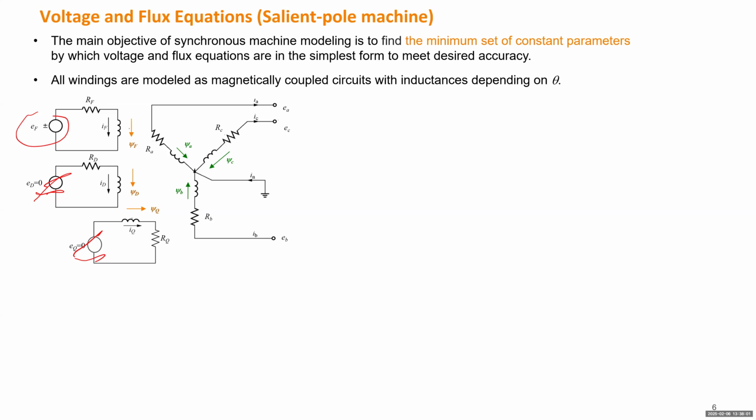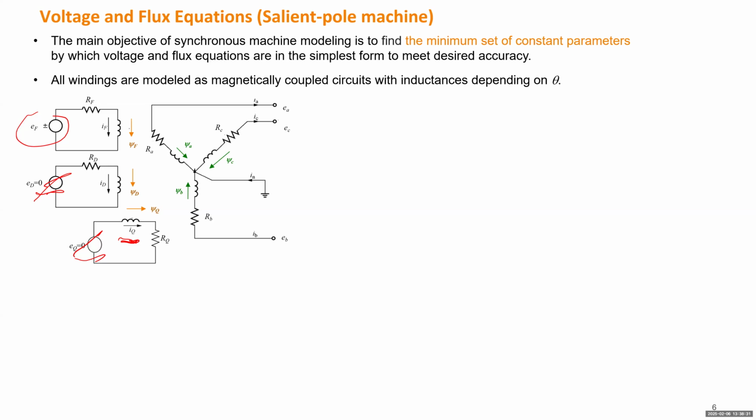Here I intentionally draw the winding of F and the winding of capital D in the same direction because they're both in the D axis. And for the second damper winding, the Q axis, I intentionally draw it perpendicular to F and D, because that winding is orthogonal to the field winding. It's with a Q axis.